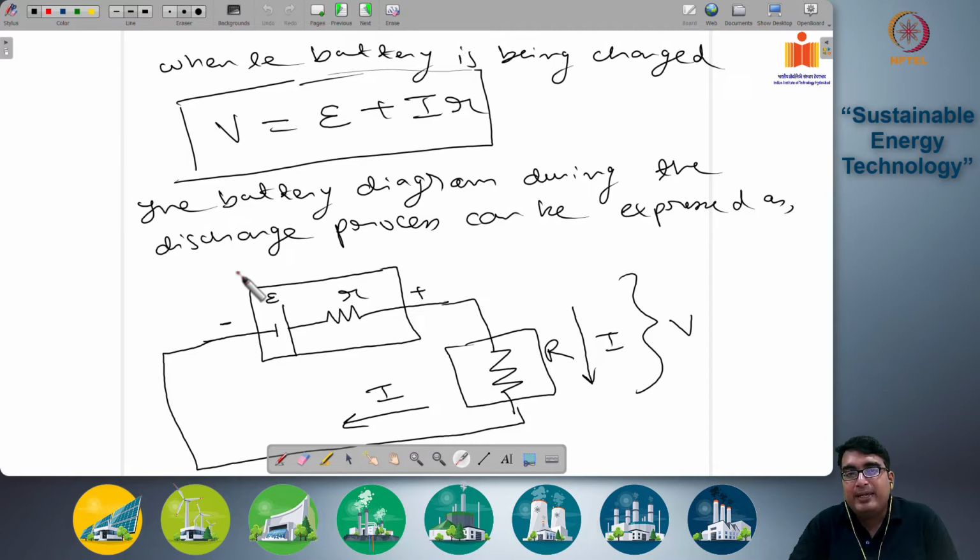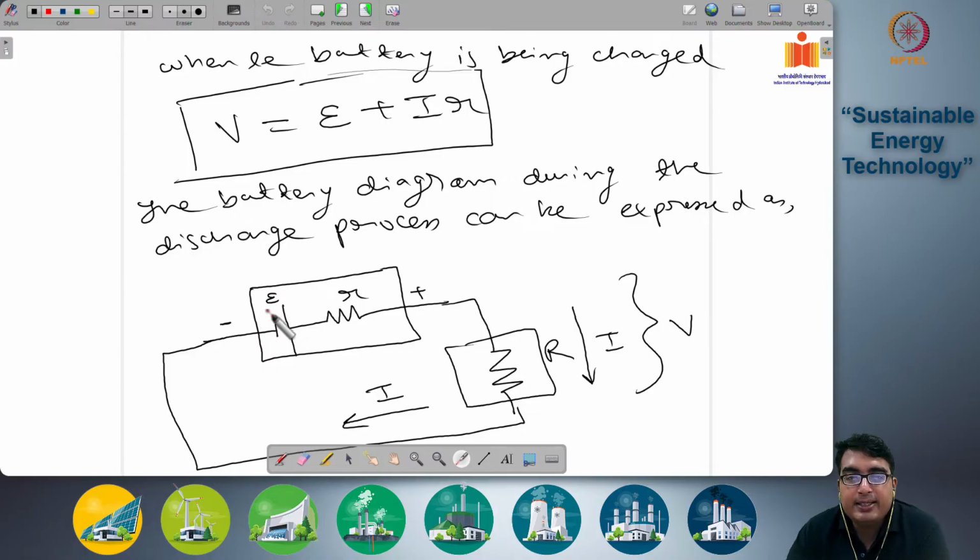When the battery is being charged, the external voltage becomes epsilon plus IR, because the flow has reversed. That extra potential is the extra potential to which the charge has to be driven to get the reactions going. So it will be positive plus IR here. Now if you draw a battery circuit diagram, this is how it looks.